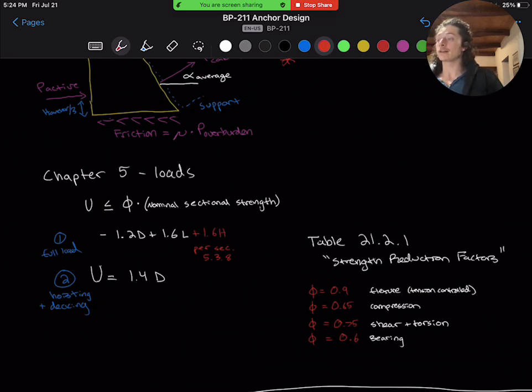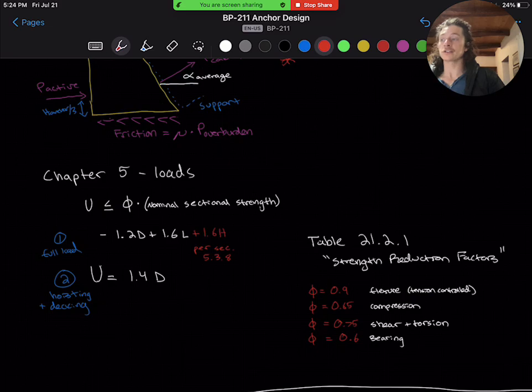By inspection, we see that our governing load combinations will be 1.2 dead load plus 1.6 live load for the full loading case and 1.4 dead load for the hoisting and decking cases. For the full load case, we will include a 1.6 times H term per section 5.3.8, in that H is our earth pressure. Section 5.3.8 specifies that we need to include a 1.6 times the value of the earth pressure in the case that the earth pressure is negatively impacting the strength of the section, or working towards the failure of the beam section.